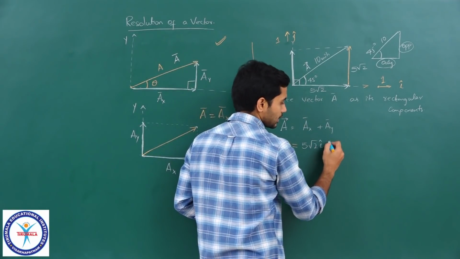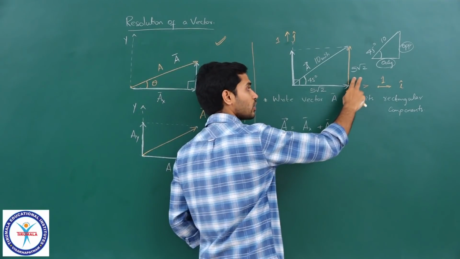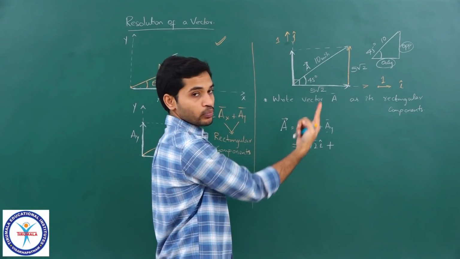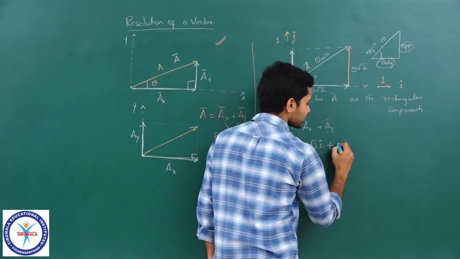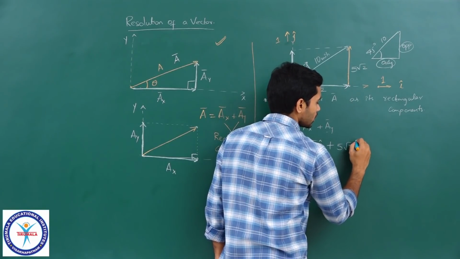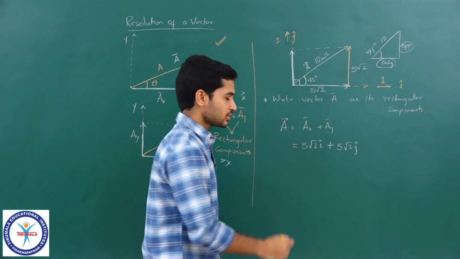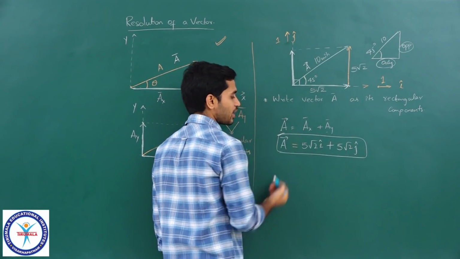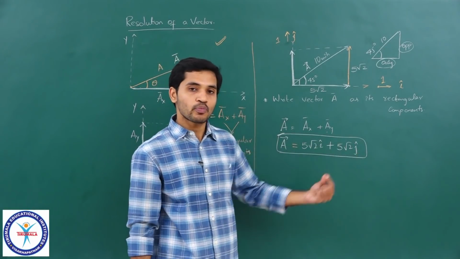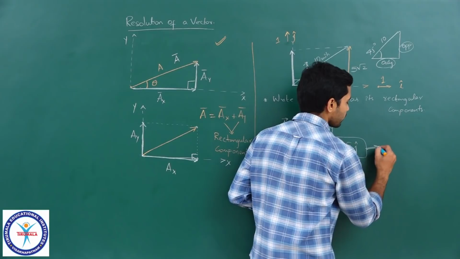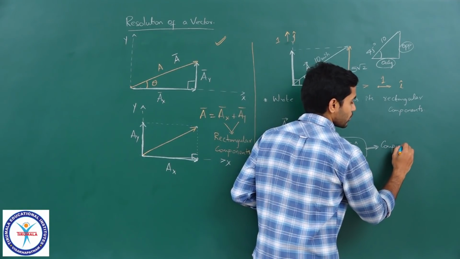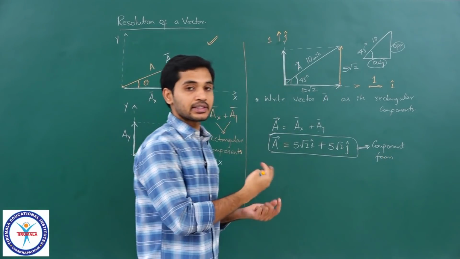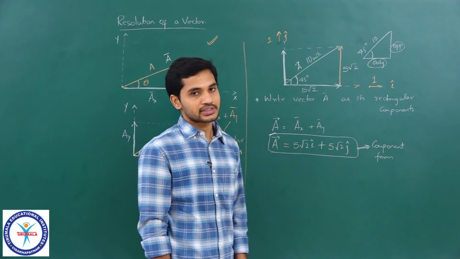Now, plus ay bar. What is ay bar? Ay bar also has a magnitude of 5 root 2, correct, and it is along the positive y direction. So, how do I write this? I would write this as 5 root 2 into j cap or 5 root 2 j cap, that is it. So, this is a bar, and representing a bar in this manner basically means writing it in its component form. So, we call this component form or rectangular component form. So, representing it in terms of its rectangular components, very simple, right?